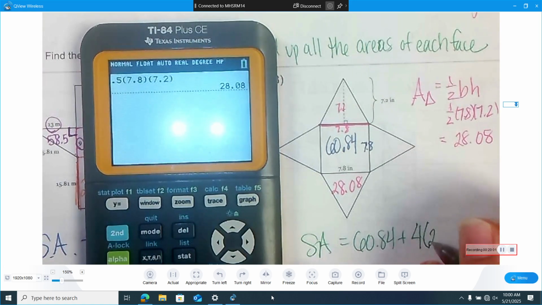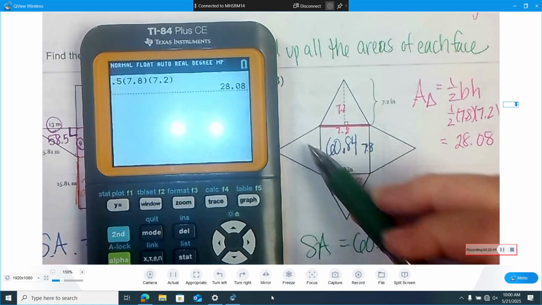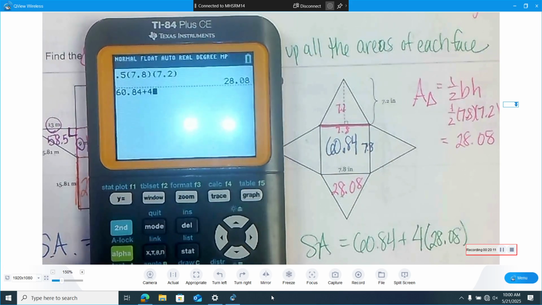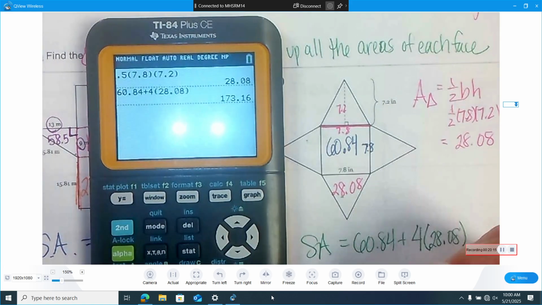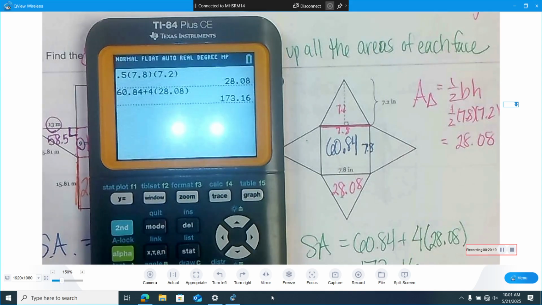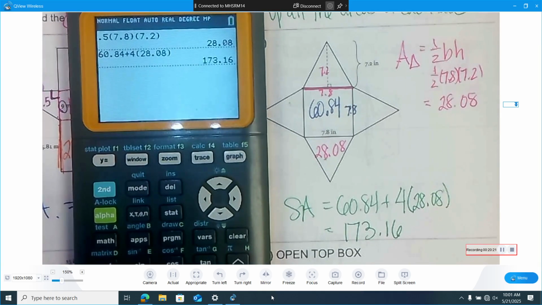So how am I going to find my surface area? Yes, plus 4 times 28.08, because I have 1, 2, 3, 4 of those. So 60.84 plus 4 of the thing above. And I get 173.16 for the surface area. So surface area is just adding up all the faces of our polyhedra.